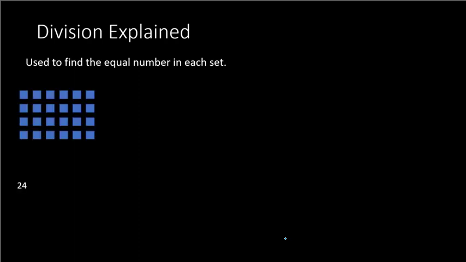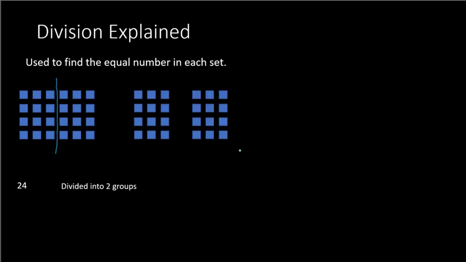So for example, let's say here we have 24 squares, and we want to divide these 24 squares into two groups. So if you divide into two groups, you split it down the middle right here, what we have is two groups, and in each group we have 12. So the way we can express this as a division problem is 24 divided by 2 is equal to 12. And right here we see our division symbol. So 24 and then divide. Your division symbol looks like this, and then divide by 2 equals 12. So that's one way in which we can use division.